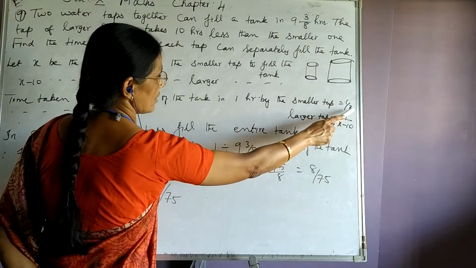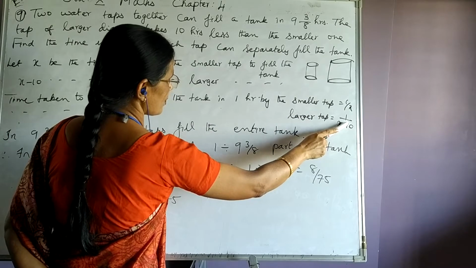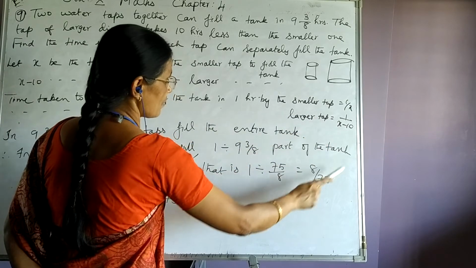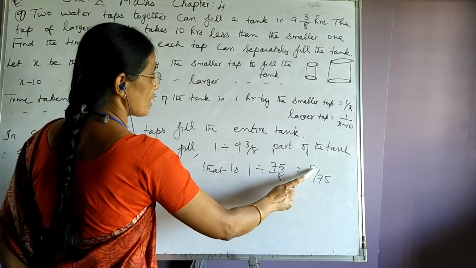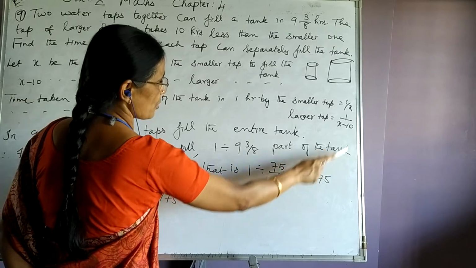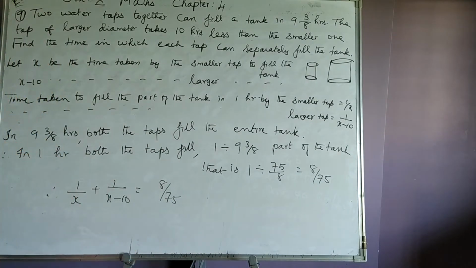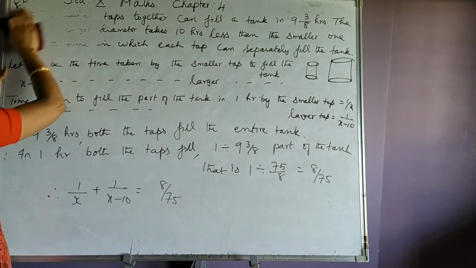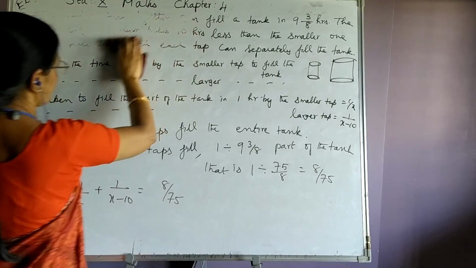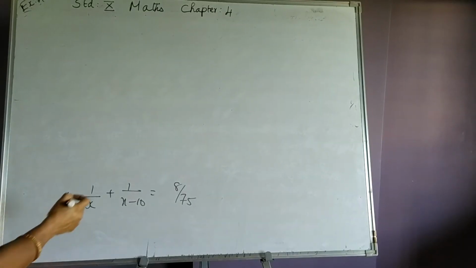So, this is the part of the tank filled by the smaller tap in 1 hour. This is the part of the tank filled by the larger tap in 1 hour. This is together both the smaller and the larger diameter taps in 1 hour. Therefore, 1 upon x plus 1 upon x minus 10 is equal to what? Equal to 8 upon 3. Now, using this equation, we have to find the value of x. So, we are going to solve this.